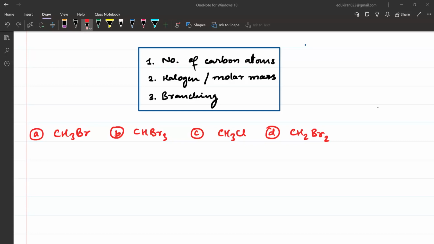In A, B, C, D, where do we have the maximum number of bromines? You look at A, B, C, and D and tell me, where do you see the maximum number? B. B will have the maximum boiling point, followed by D, followed by A, and followed by C.